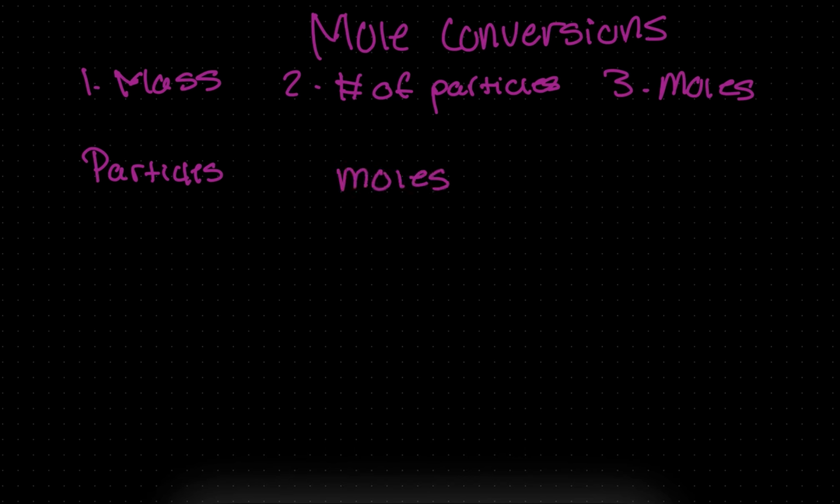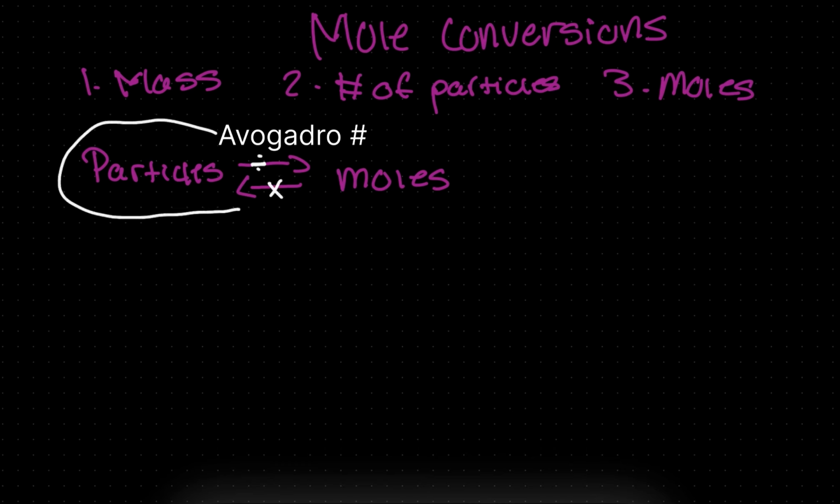So first you draw an arrow from particles to moles, and you draw an arrow from moles to particles, right? And what you do to get from particles to moles is you divide by Avogadro's number. And to go from moles to particles, you multiply by Avogadro's number. Right? Now this is pretty simple. So what's our next conversion?